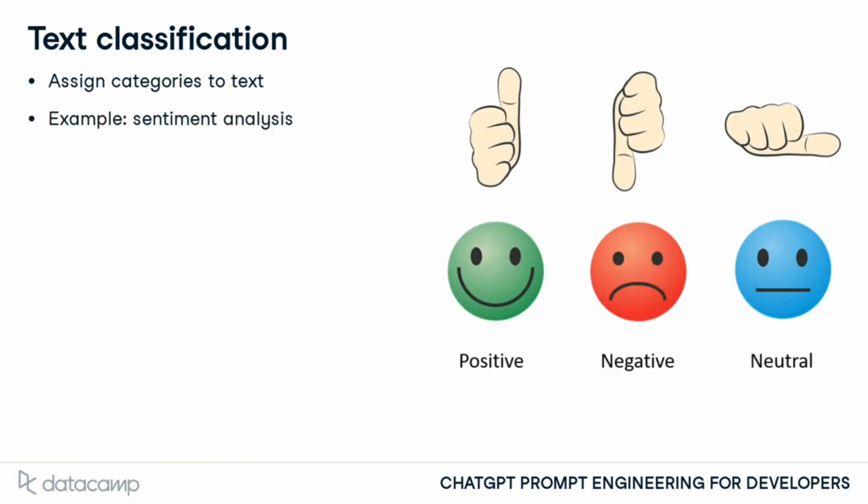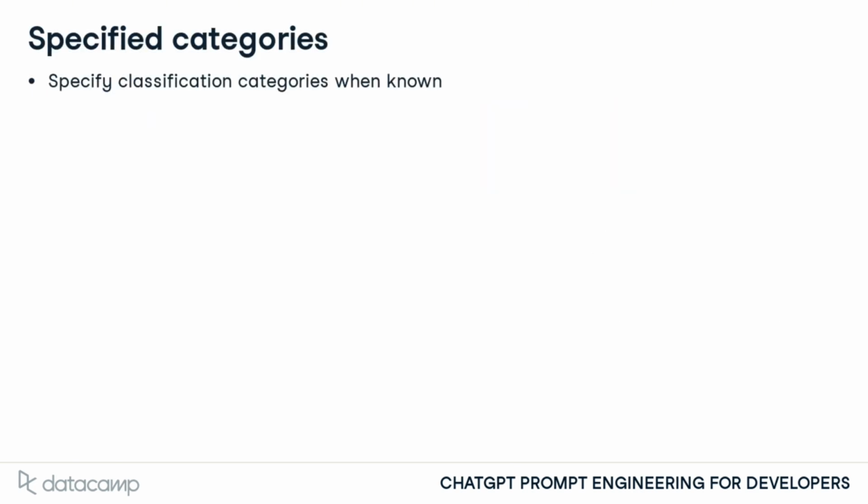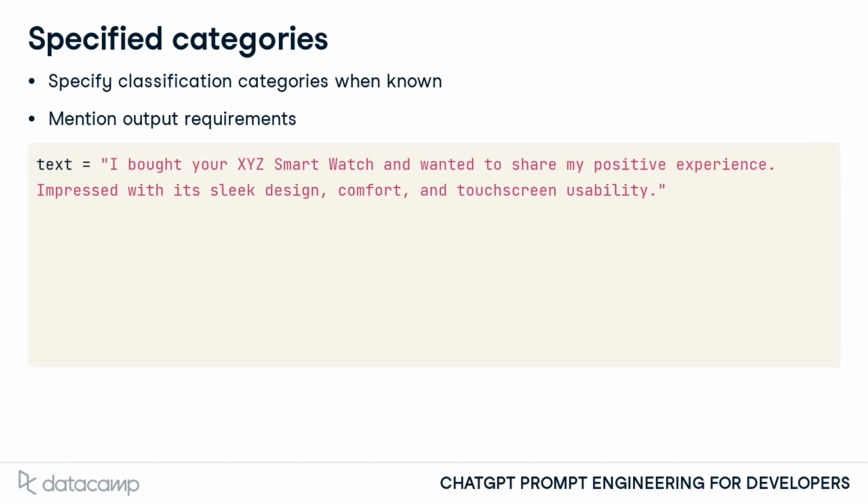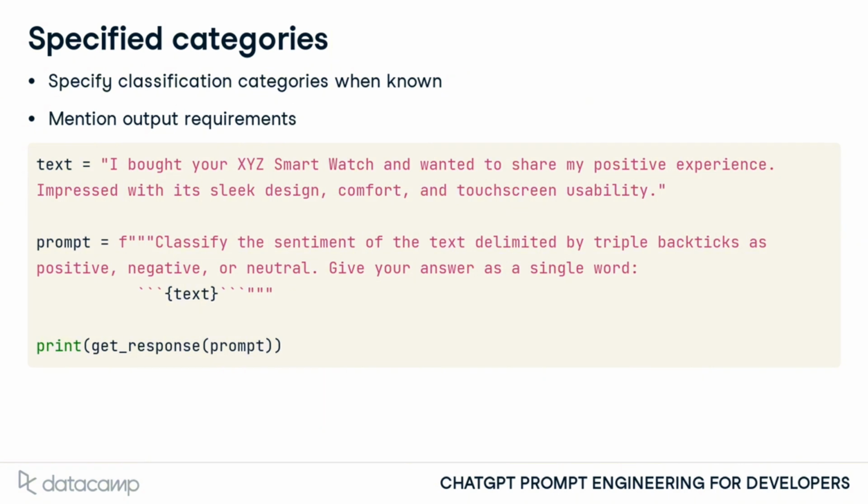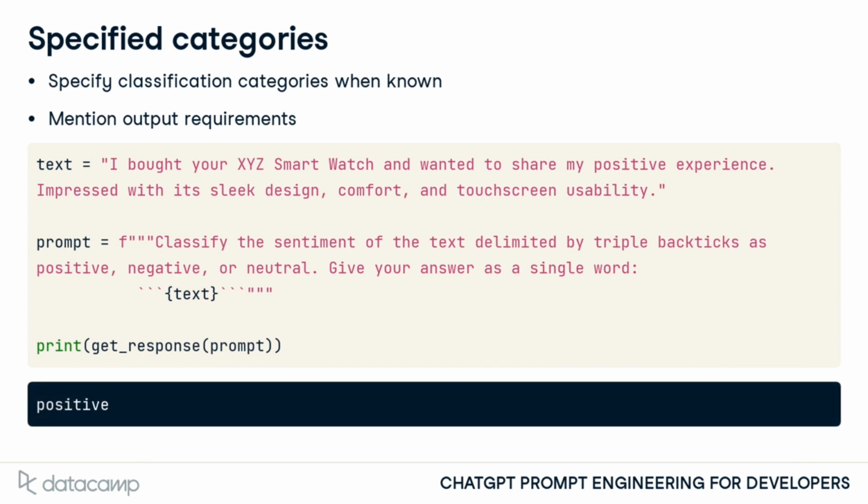A common example is sentiment analysis, which categorizes text as positive, negative, or neutral. To classify texts effectively, we should specify the classification categories and output requirements in the prompt. For instance, when asking the model to classify the sentiment of a smartwatch review, we explicitly mention the options as positive, negative, or neutral and request a one-word response. The model responds according to our specifications.